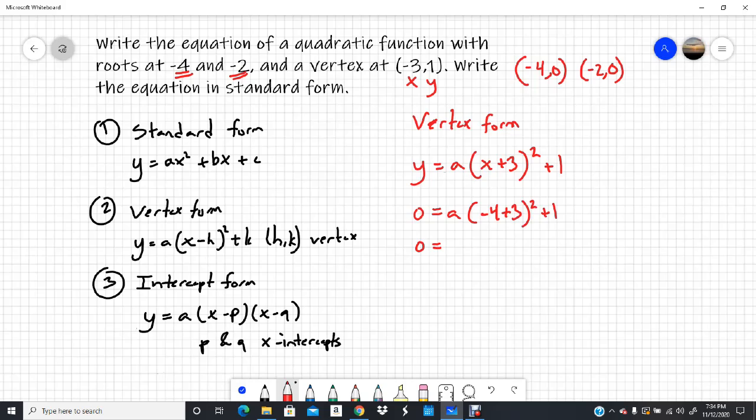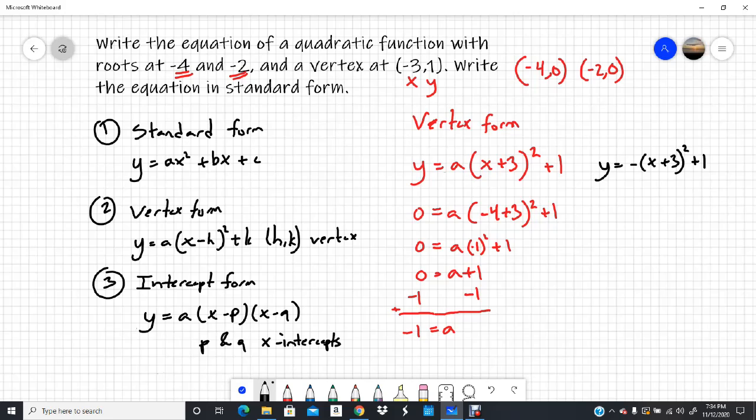And when we simplify this, this would be (-1) squared plus 1, which would be a. (-1) squared is 1. 1a is a, plus 1. We subtract the 1, and when we add top to bottom, we get a is -1. So when a is -1, our quadratic becomes y equals -(x plus 3) squared plus 1. This is the quadratic in vertex form.